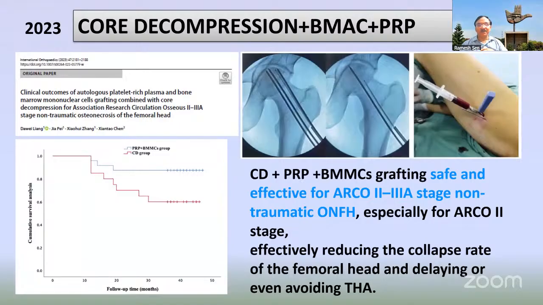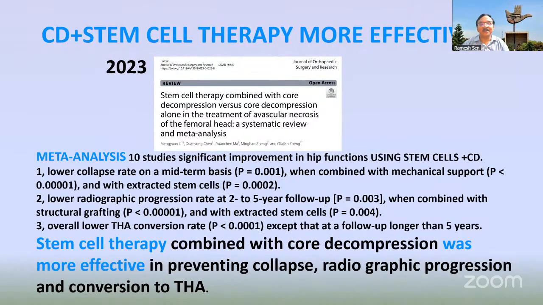Most of the work lies in combining PRP with BMAC. Now, this is a paper from 2023, which said it is safe and effective to combine PRP and BMAC along with the CD, compared to a CD alone. Another paper, however, in 2023, a meta-analysis, said that stem cell therapy combined with core decompression is the most effective in prevention, not the PRP.